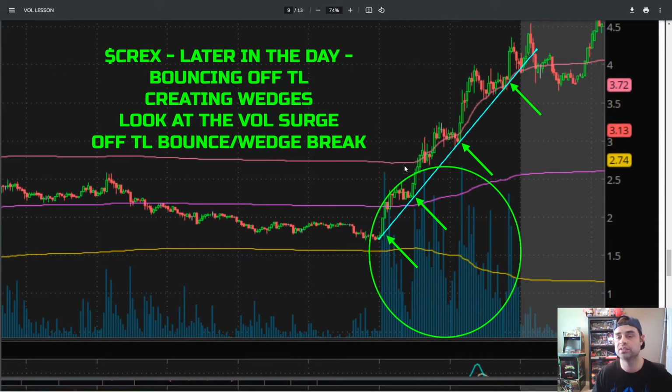Later in the day, beautiful example even later in the day, CREX, beautiful later in the day here, move up. Look at this. Later in the day goes bananas. Where's the volume come in at? And look how crazy the volume is on those spikes of those poles. Pole, massive volume. Candle, look how it dies off tremendously.